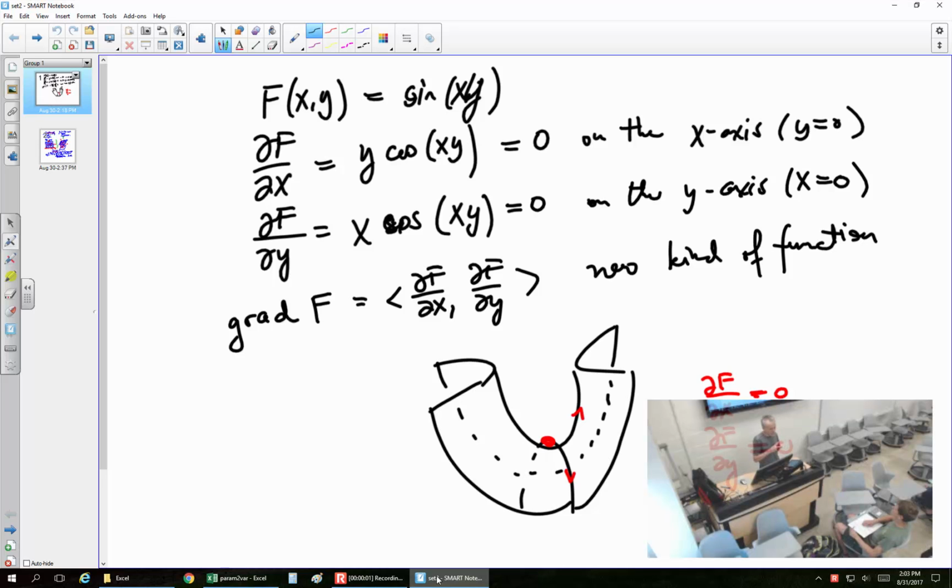So the only two things that we have considered were parametric curves and functions of several variables. So any questions about these?